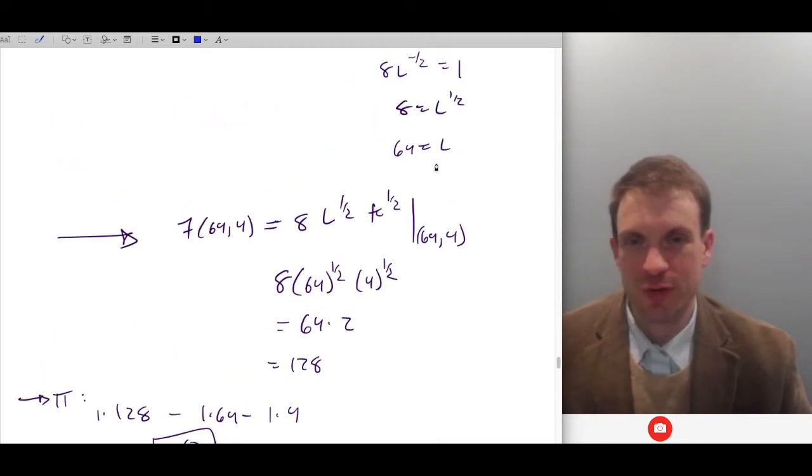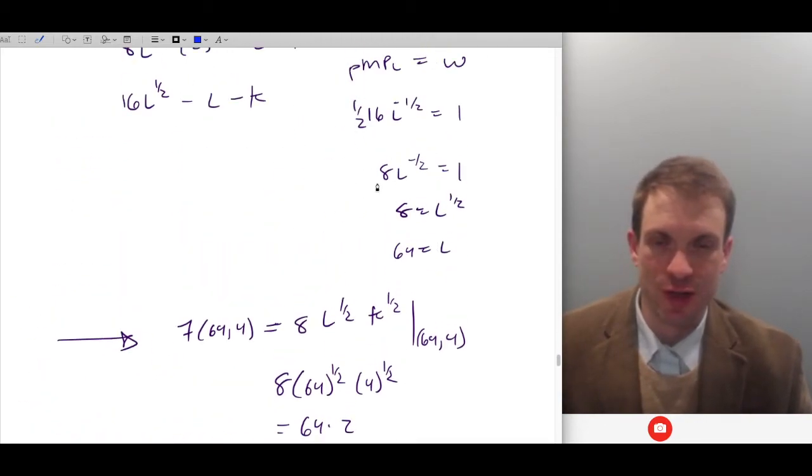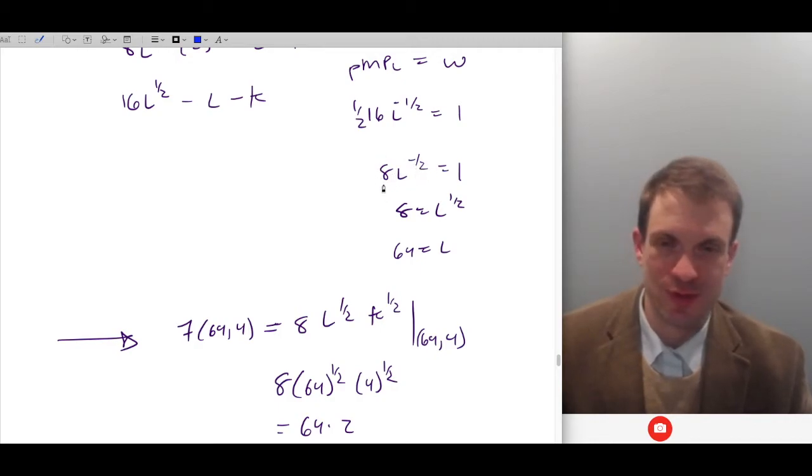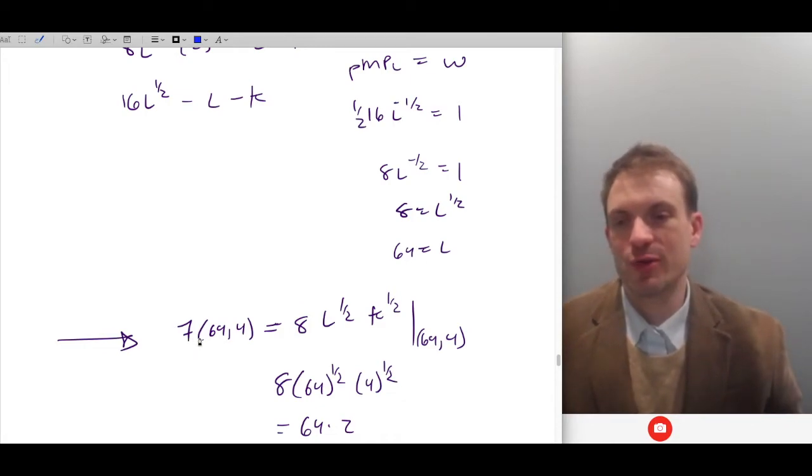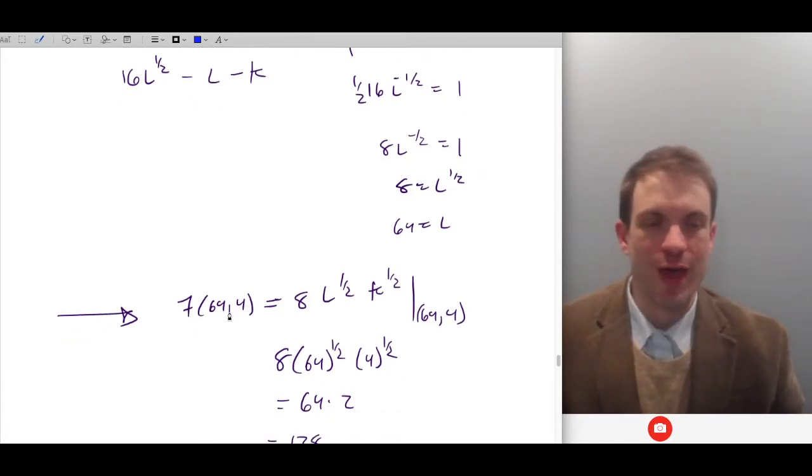All right, so let's see. This gives us 8 times L to the minus 1/2 equals 1. So multiplying through to solve, let's move this to the other side. This is going to be 8 equals L to the half, and then square both sides. We have 64. Good.